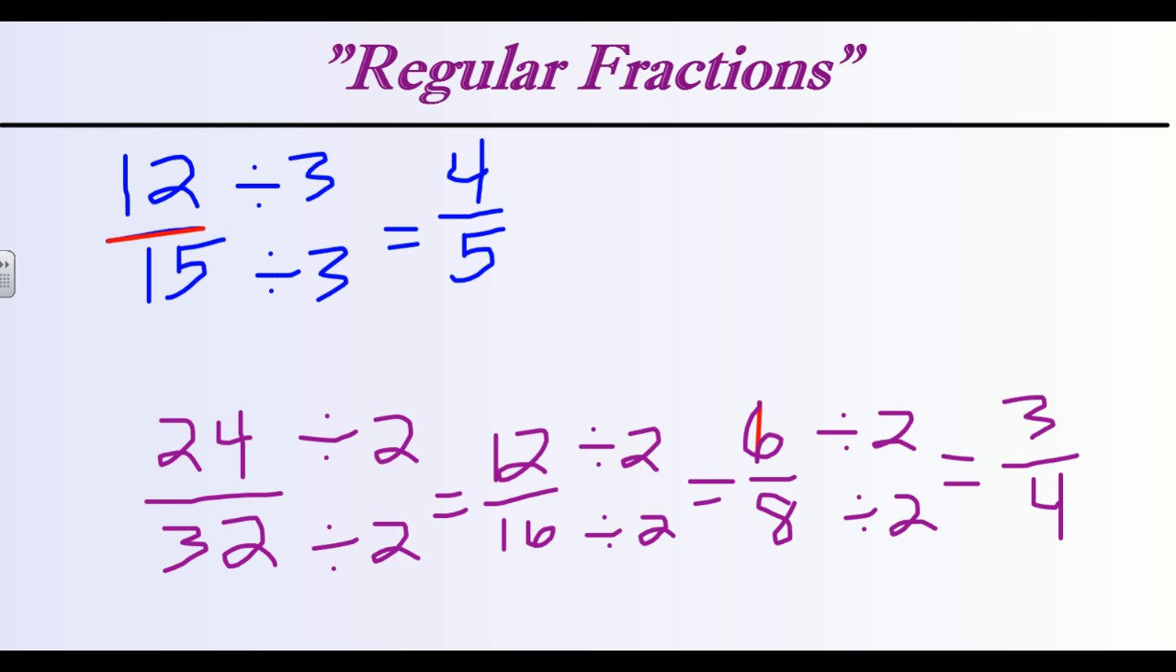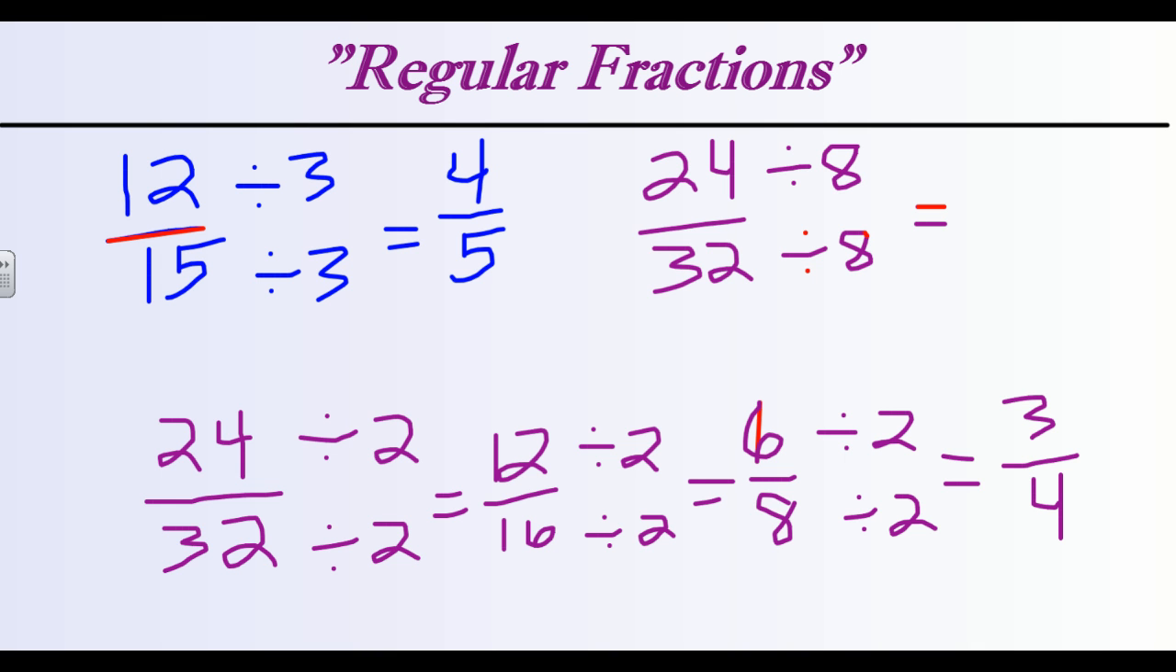Alternatively, we can take that same fraction, 24/32, and divide out the greatest common factor of the numerator and denominator, and that gives us also 3/4. So there are many different ways that we can simplify fractions. Now let's take a look at a fraction with variables and see if we can follow any of these same kinds of strategies to simplify that.